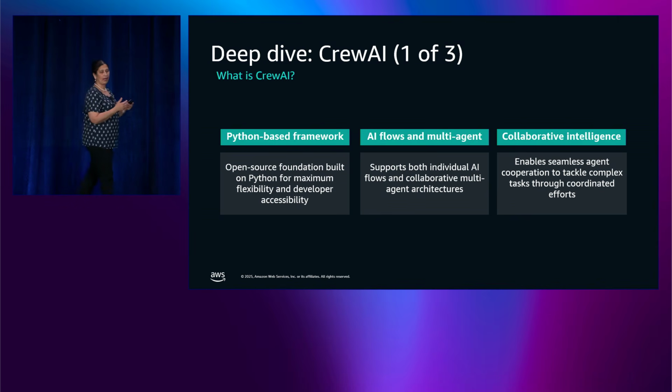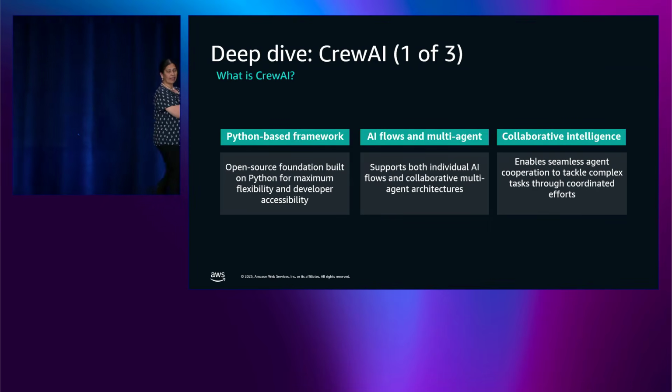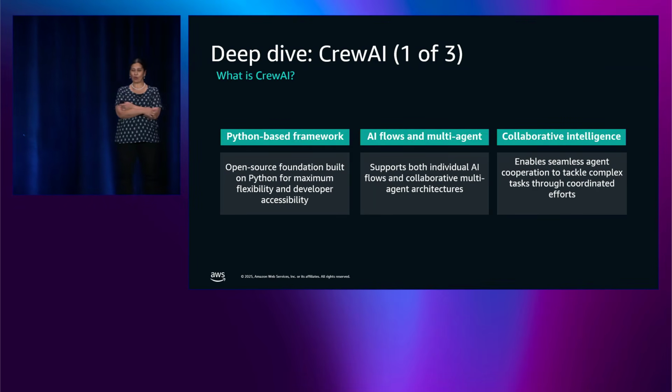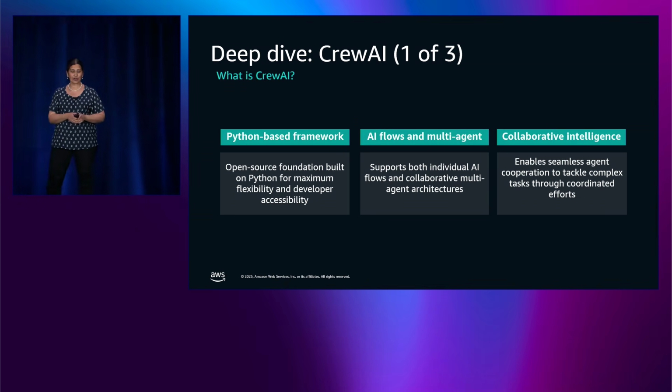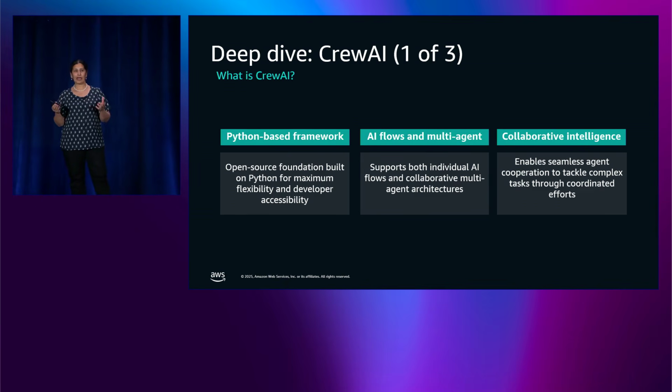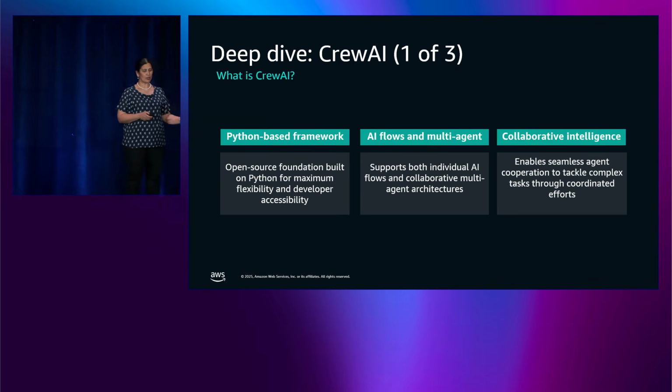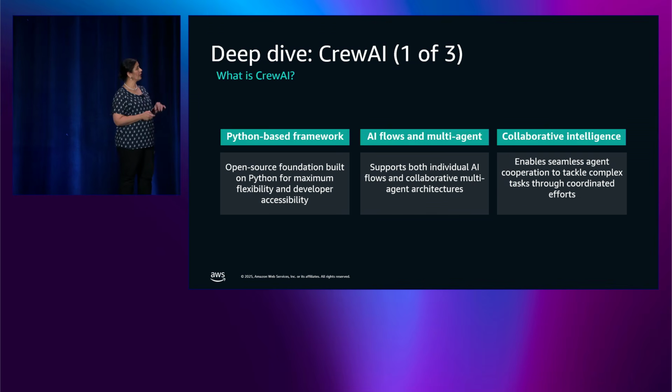Similarly, we have CrewAI. It is also an open source framework, built in Python, and provides enterprise-level capabilities, just like Strands Agents, to build agentic AI applications, giving developers all the flexibility they need. It has a Python foundation, and that's where most people love it. Python is an easy-to-use, easy-to-learn language. It supports both individual AI flows and multi-agent architectures.